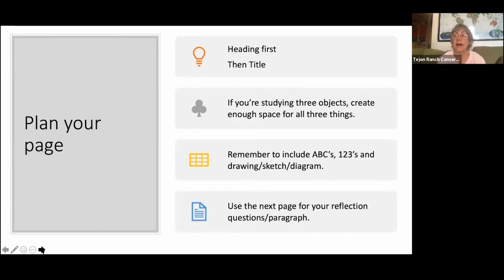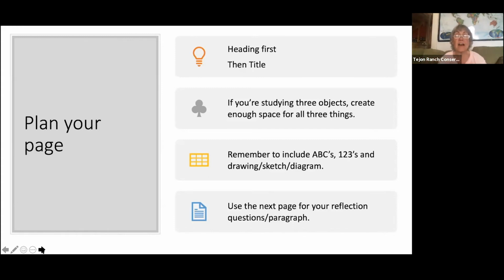Maybe you want to actually divide your page into 3 different equal sections. That's one way to do it. It's not the only way to do it. If you're doing more than 3, you're probably going to need both sides of the paper. So you might want to open your journal all the way up and use both sides and have a larger piece. And again, how are you going to divide it up?